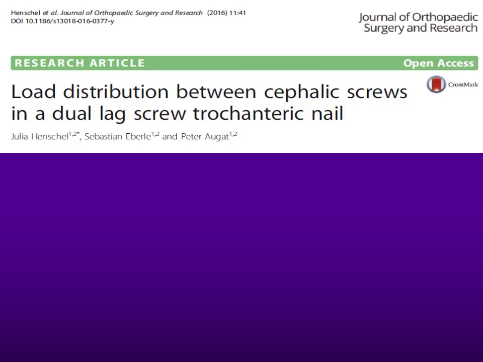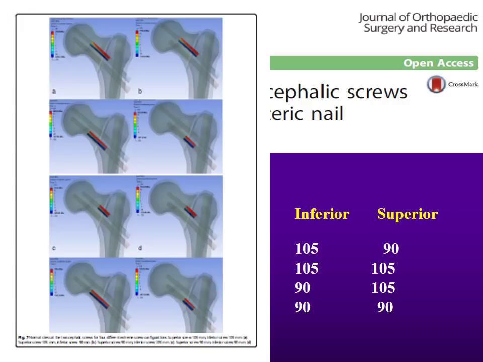The length of the dual lock screw is also very, very important. They studied the cervical screw longer than the derotation screw, cervical screw equal to the derotation screw, cervical screw shorter than the derotation screw, and both shorter screws. All of them were studied, as you can see in the picture on the left side. They concluded in that article that cervical screw longer and derotation screw shorter, that is, both the tips at the same horizontal level, is the best outcome.